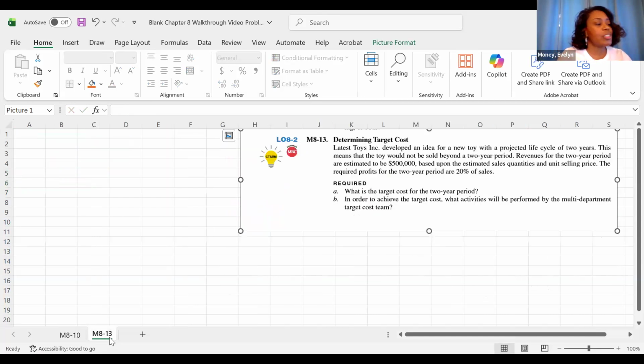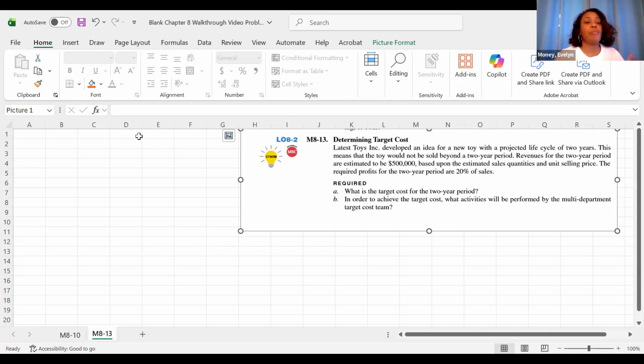Now, let's look at the next one. For the next one, we're going to determine target cost. So we have Latest Toys Inc. developing an idea for a new toy with a projected life cycle of 2 years. This means that the toy would not be sold beyond a 2-year period. Revenues for the 2-year period are estimated to be 500,000 based on the estimated sales quantities and unit selling price. The required profits for the 2-year period are 20% of sales. What is the target cost for the 2-year period?